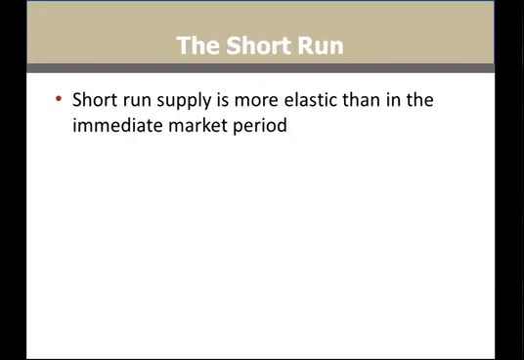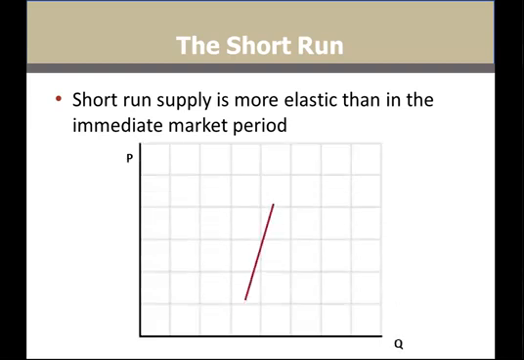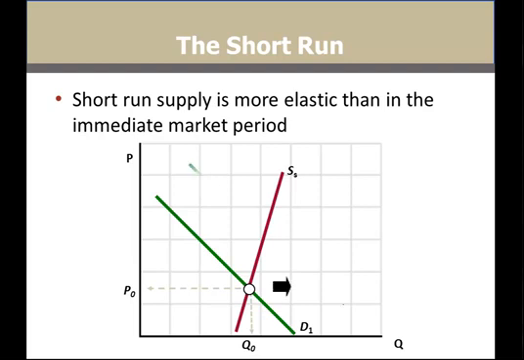In the short run, there is enough time to adjust output by increasing or decreasing the variable inputs, but not the fixed inputs. Supply is therefore more elastic than in the immediate market period, thereby resulting in a somewhat greater increase in quantity, as you can see with the change from Q sub 0 to Q sub S.